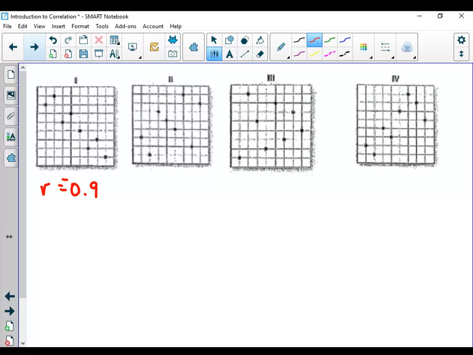Then you had some decisions to make. The next 3 were all positive. So let's think about what's the difference between 0.1, 0.8, and 0.5. Well, of those 3 things, which one would be spread out the most? 0.1, 0.8, or 0.5? Which one would be the weakest?